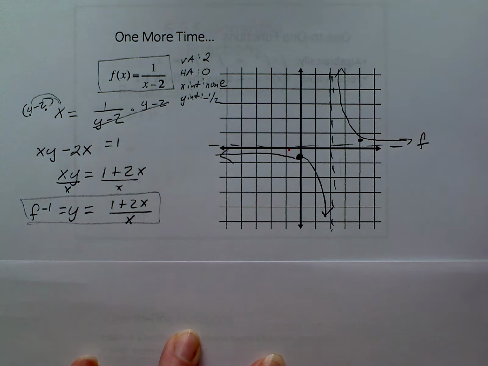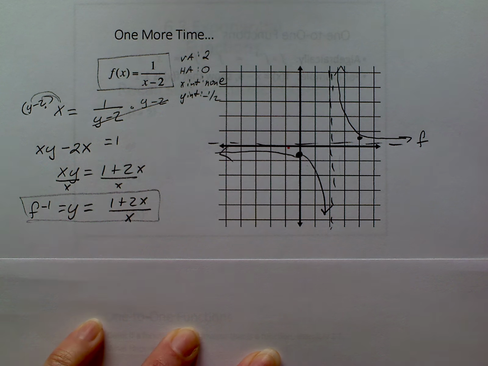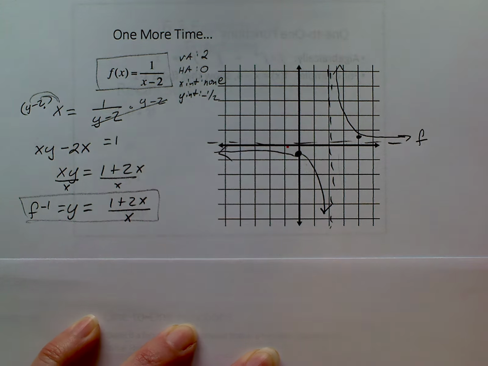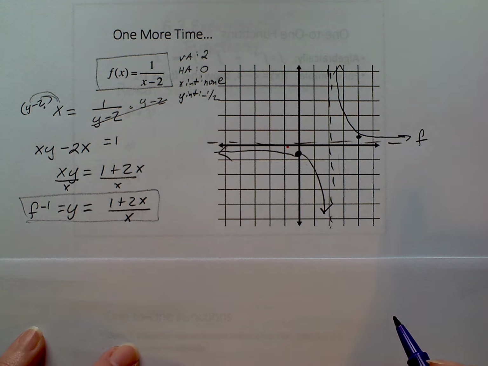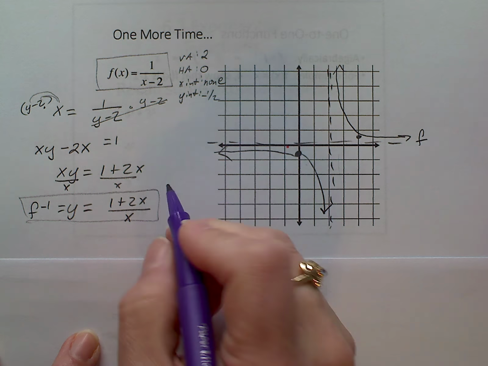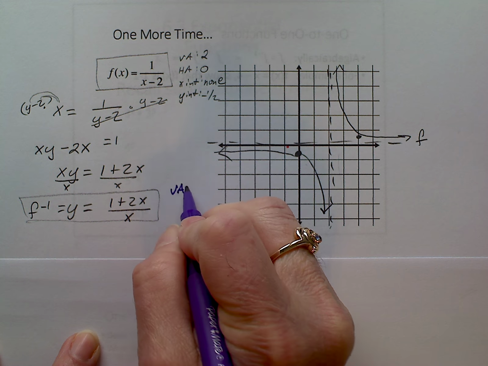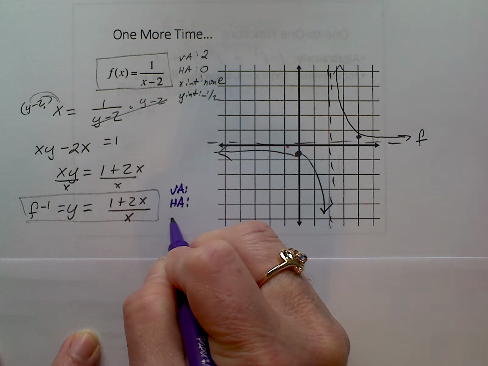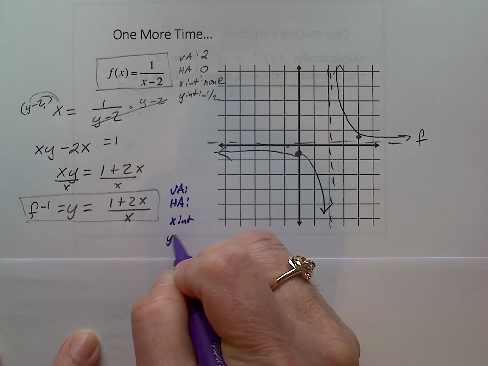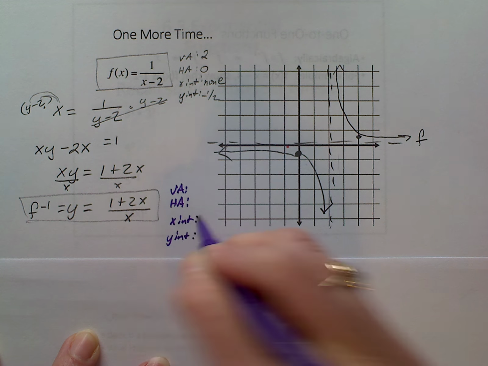For F inverse, I really would like to switch colors. I think it would be easier. Oh good, I have a purple. Here we go. It would be very beneficial to you to also switch colors. It's going to get kind of rowdy here in just a second. We're going to go vertical, horizontal, x-intercept, y-intercept. You want to go find those real quick? Hit pause.